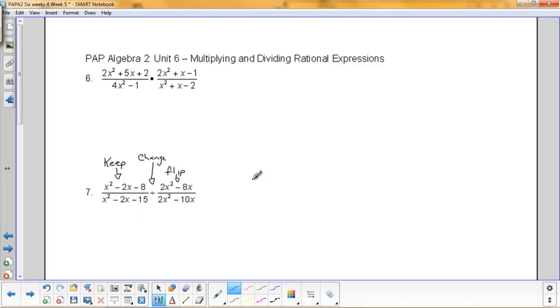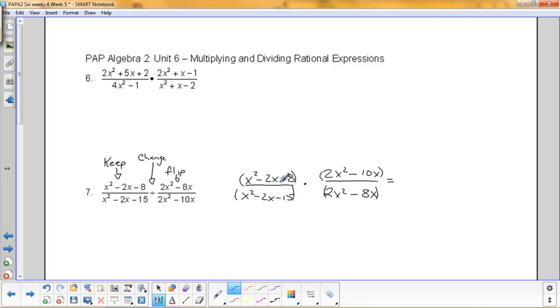Okay? So the first step here is x squared minus 2x minus 8 divided by x squared minus 2x minus 15 times 2x squared minus 10x divided by 2x squared minus 8x. Now that I've gone ahead and flipped it over, now it's just like the previous problems. This is a trinomial, and I've got a couple more binomials here. So I'm going to factor these. I'm going to take out the GCFs here and see what I have left.